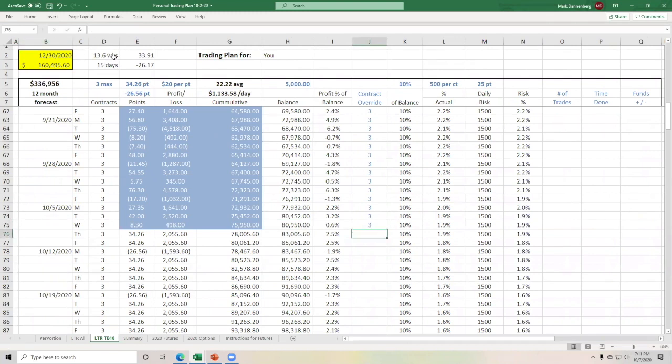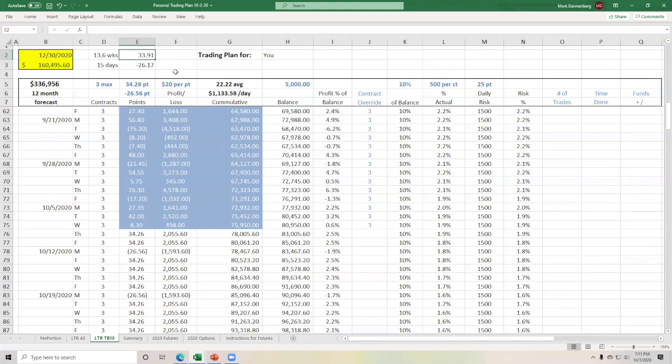numbers up here. We've been through now 13.6 weeks. So 13 and a half weeks of our 52-week plan is now behind us. This number right here represents the number of losing days out of that 13 and a half weeks. So we've had 15 losing days. These two numbers represent the average winning day and the average losing day. So if all of our losses we're averaging 26.17, and all of our winning days are averaging 33.91.